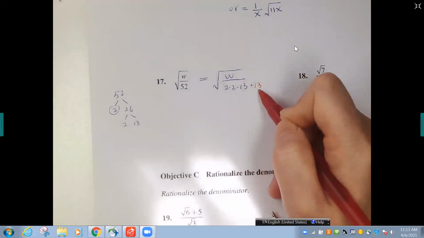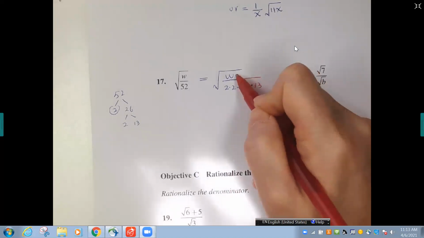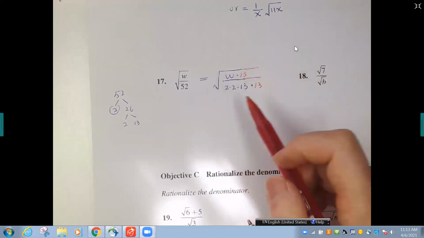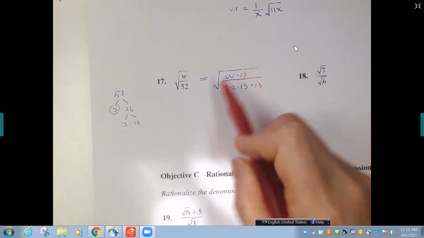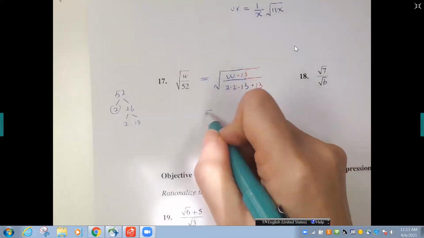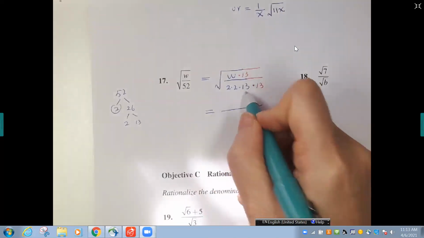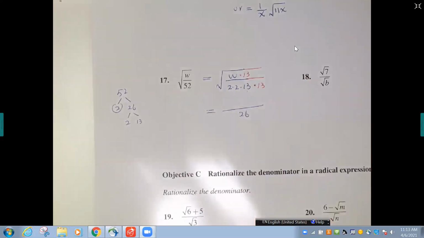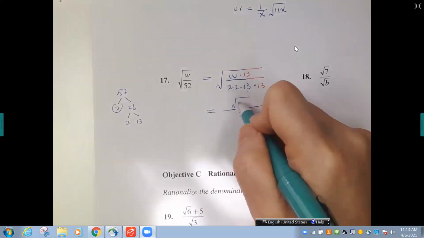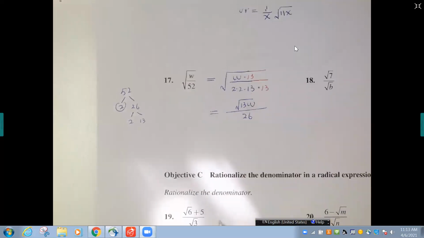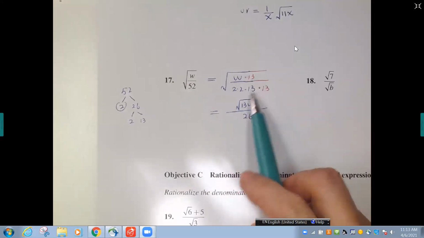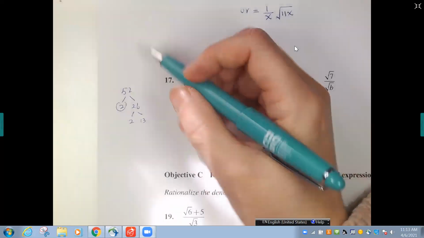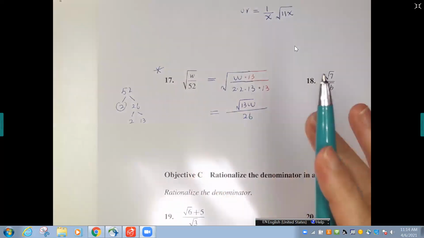Whatever we do to the denominator, do the same thing to the numerator, times 13 as well. And now you know what we can do. We can move the 2 out. We can move the 13 out. 2 times 13, that's 26. It's on the bottom. What is on the top? Radical 13w. Switch the order. Number is always in front of the symbol. So this example tells us what?